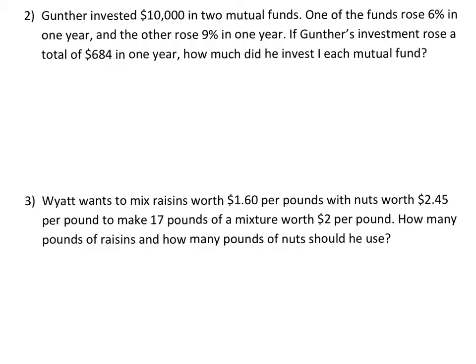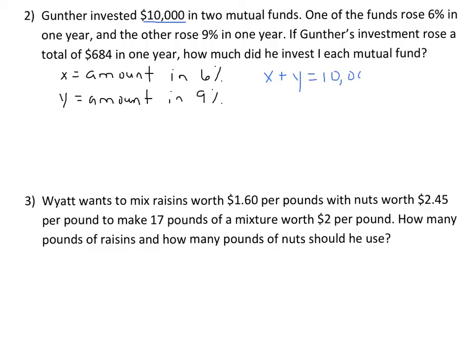Okay, so now I'm going to start by defining my variables. X equals the amount in the 6% fund, and Y is going to be my amount in the 9% fund. All right, so I'm coming back up here. I know that I've invested a total of $10,000. So my first equation here is going to be X plus Y equals 10,000. So I'm taking how much I put into each account, and it should equal $10,000.